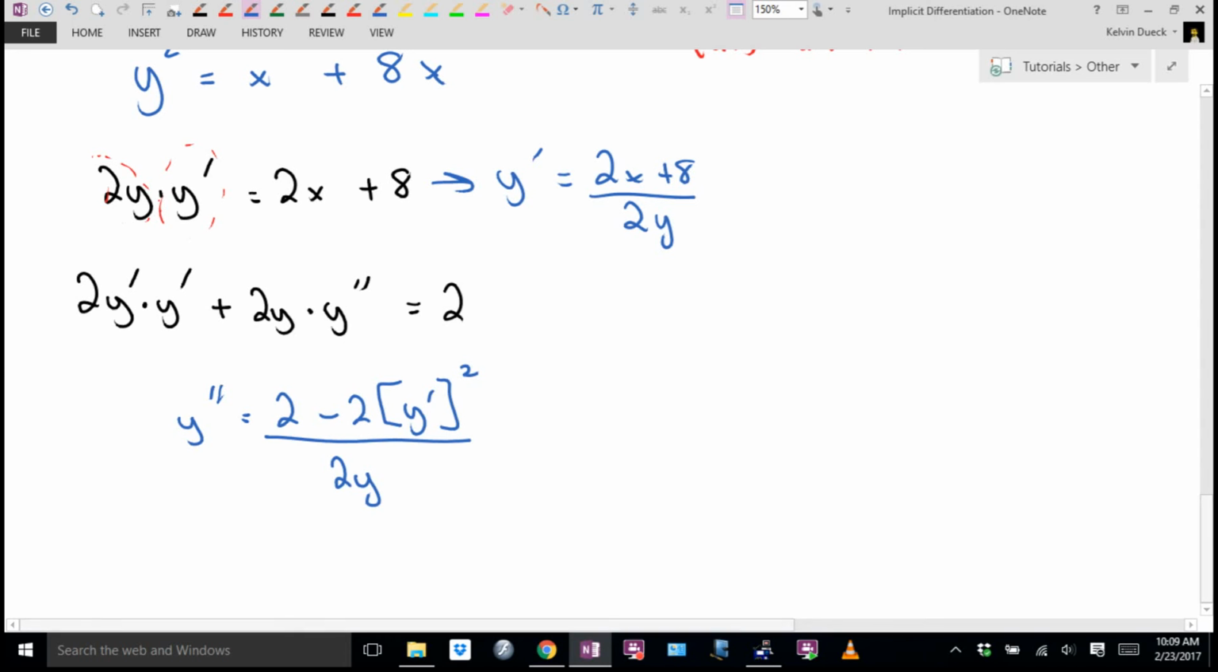Is there a GCF on the top? Yeah. Actually, it turns out y prime is equal to 2 bracket x plus 4 over 2y. It turns out the 2's cancel. Okay? What does y prime equal? x plus 4 over y. What does y prime equal, Cassidy? Wherever I see a y prime, what can I write instead? When I see a y prime, what can I replace it with?